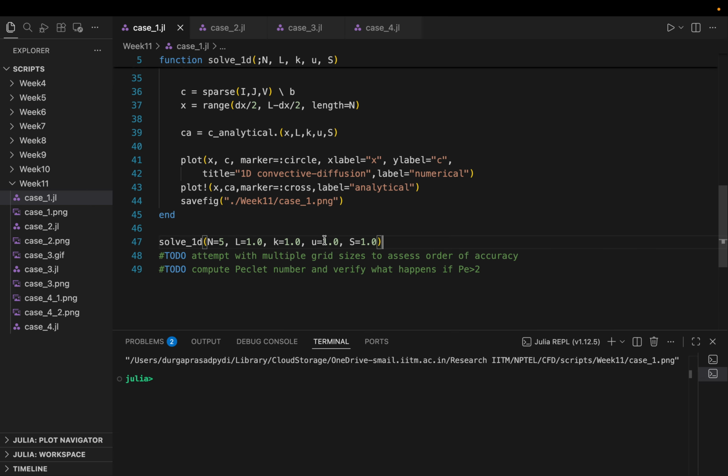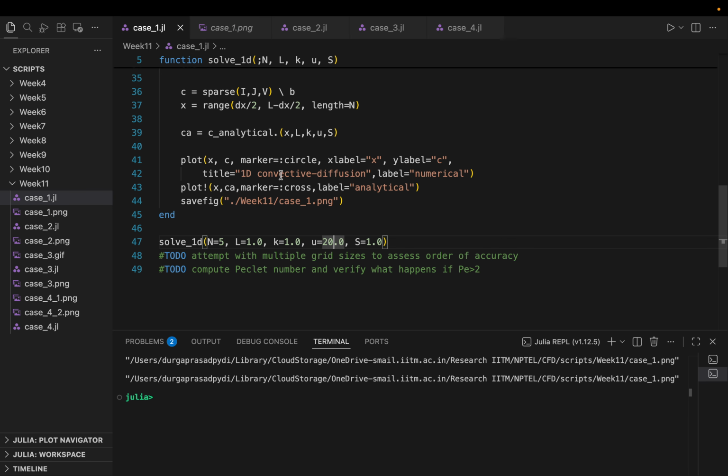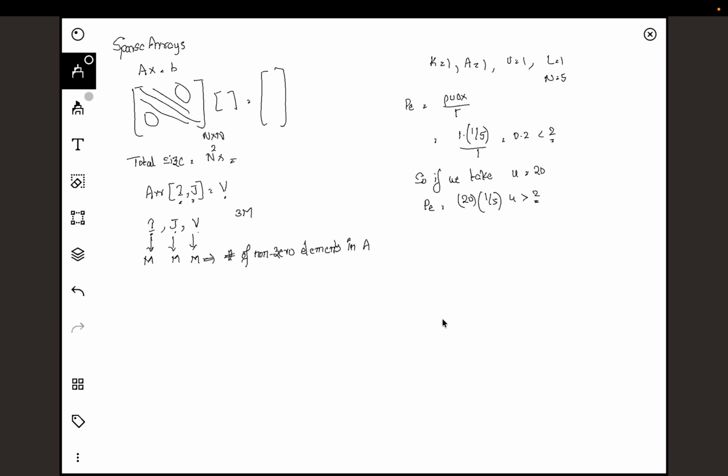So if I keep a high value, instead of 10, let's say if I keep 20. Yeah, you can see the solution. You can see the deviation between the solutions. So maybe instead of changing this, maybe it's better if you see it from a grid point of view, because the analytical solution also changes if I change the grid point.